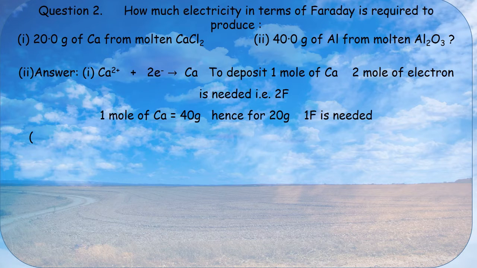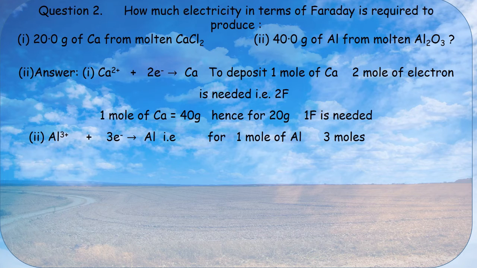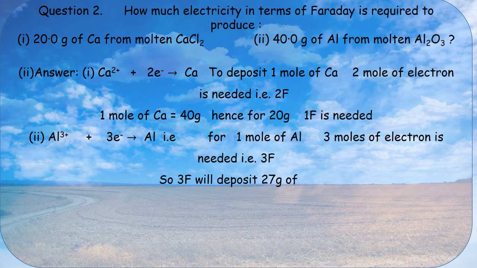In case of aluminum, we know that for 1 mole of aluminum, 3 Faraday is needed. So 3 Faraday will deposit 27 grams of aluminum. So in order to deposit 40 grams of aluminum, you can simply calculate like this.